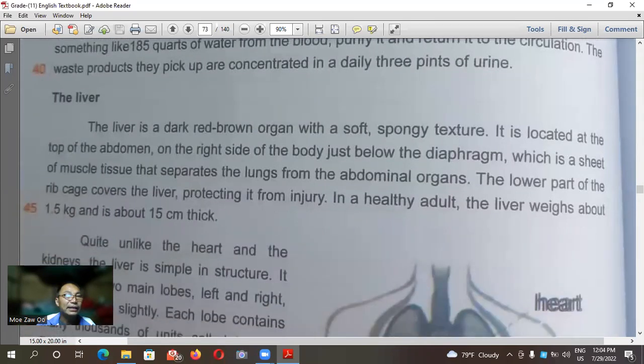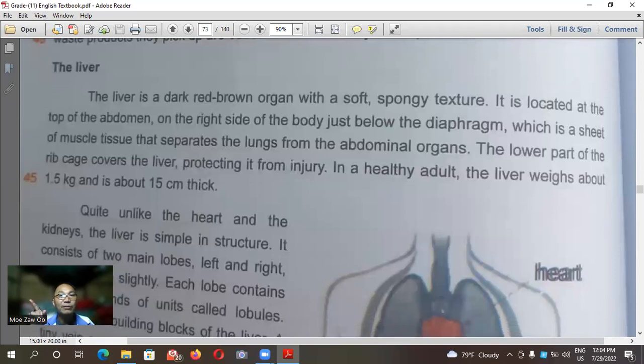Next part, the liver. The liver is a dark red brown organ with a soft, spongy texture. It is located at the top of the abdomen on the right side of the body, just below the diaphragm, which is a sheet of tissue that spreads the length above the abdominal organs. The lower part of the rib cage covers the liver, protecting it from injury. In a healthy adult, the liver weighs about 1.5 kilograms and is about 15 centimeters thick.